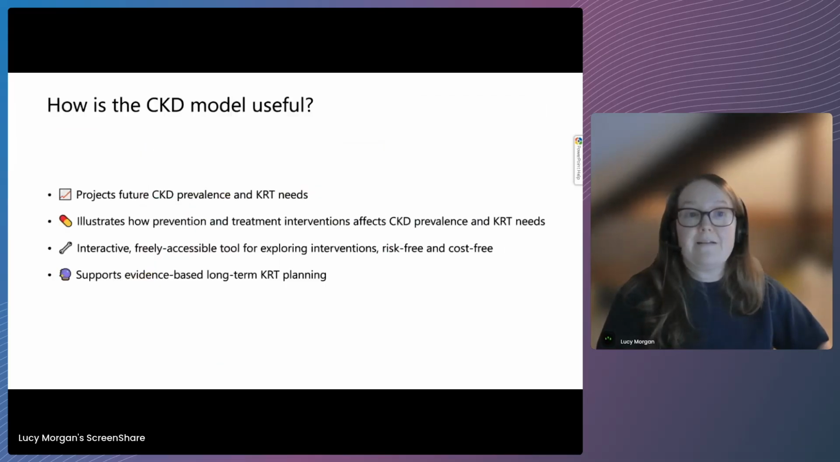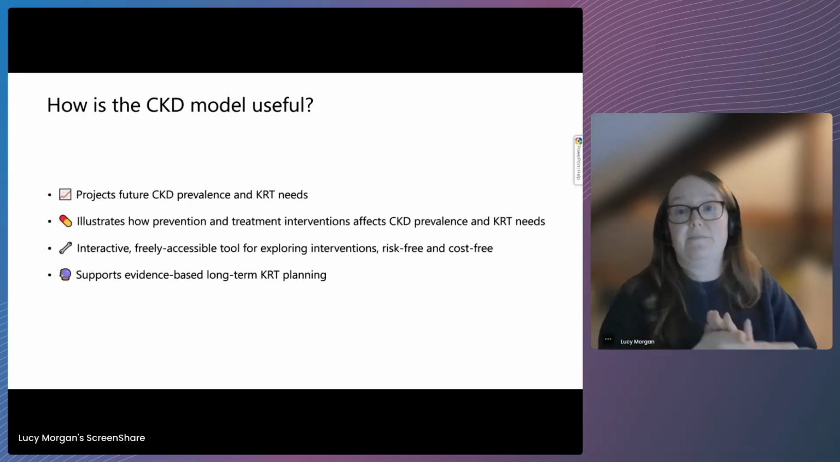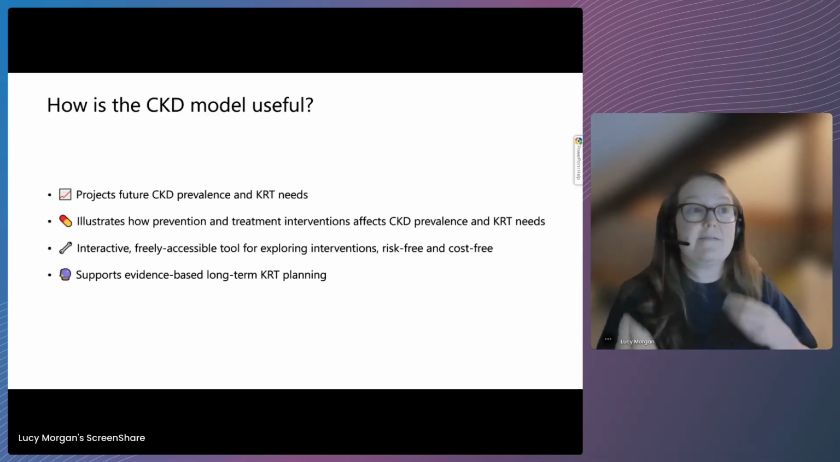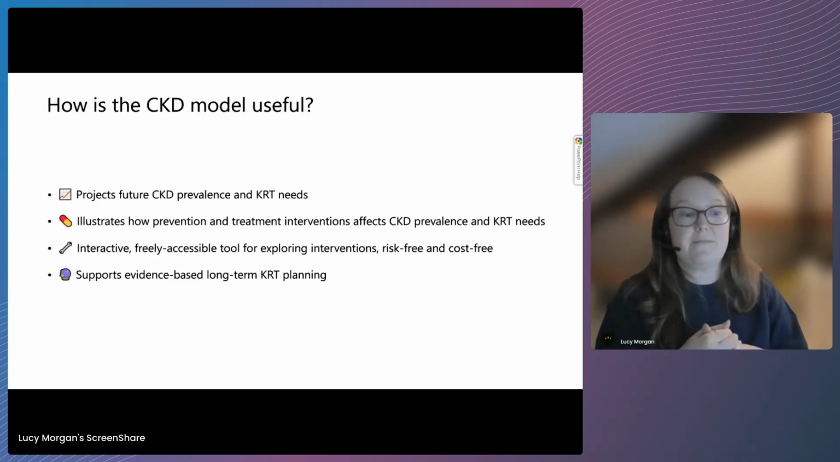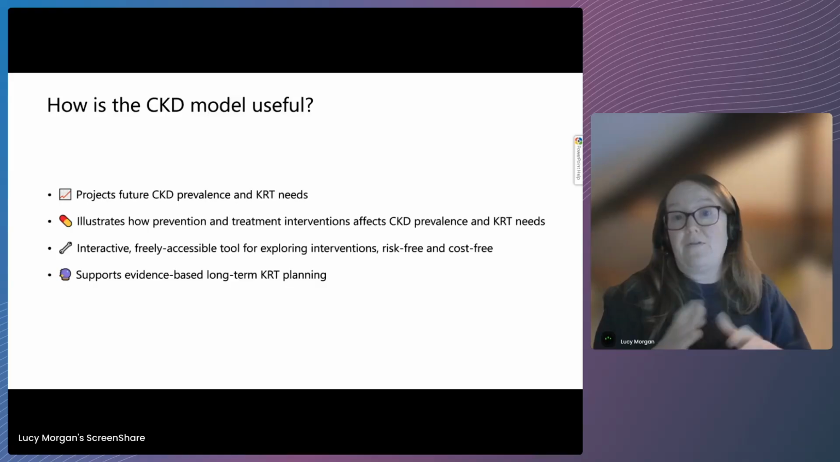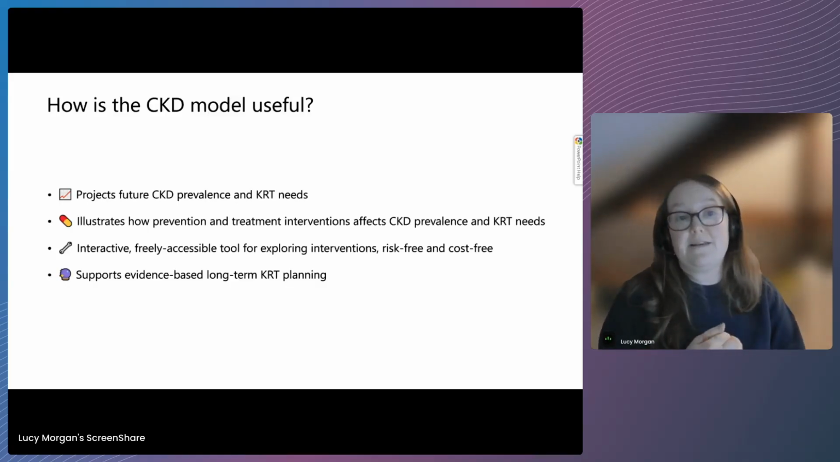Okay, so this model's useful because it projects our future CKD prevalence, and again, drives that second model for kidney replacement therapy. It can look at how prevention and drugs and new medications can impact CKD prevalence, and then again be played downstream into our KRT model to look at how that can impact capacity.